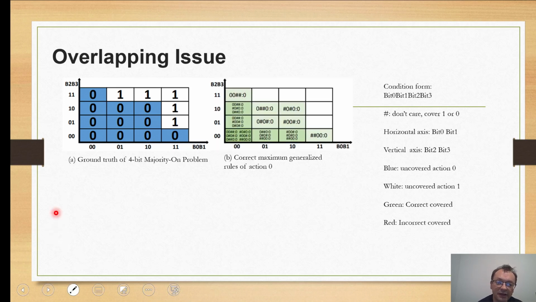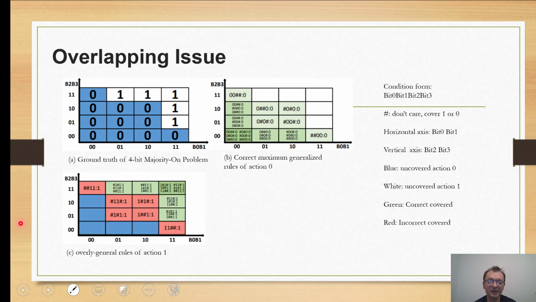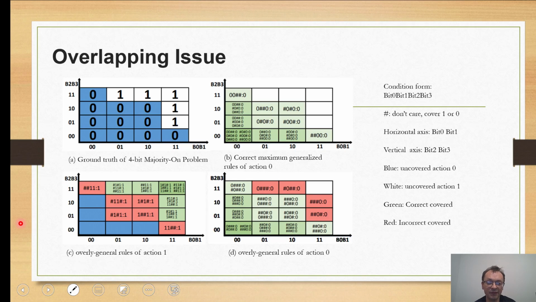And it does this by creating rules where you have the condition 00, don't care, as illustrated by the hash symbol, and then class 0. And these are examples of correct maximally general rules of action 0. But with evolutionary computation, occasionally we try rules that aren't as correct. And so we have overgeneral rules of action 1, and we also have overgeneral rules of action 0. And the idea of compaction is to only keep the correct rules and get rid of the rules that are overly general, whether they are correct or incorrect in their action.